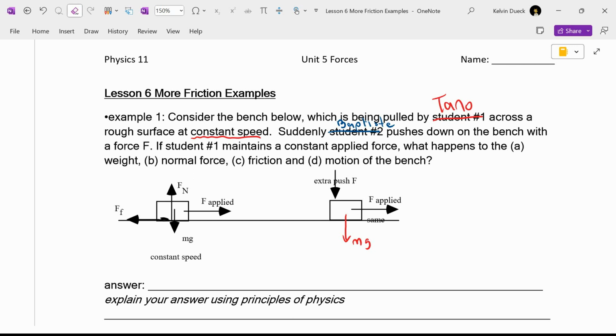Is the bench sinking into the ground like quicksand? Is it flying like Superman? So what must be pointing up? Bigger, smaller, or the same size as mg? I'm going to give you a hint. It's not the same size. As soon as you see extra vertical arrows in your diagram, you can be certain that the normal force isn't the same size. So did the normal force have to get bigger or smaller to counteract Baptiste sitting on the bench?